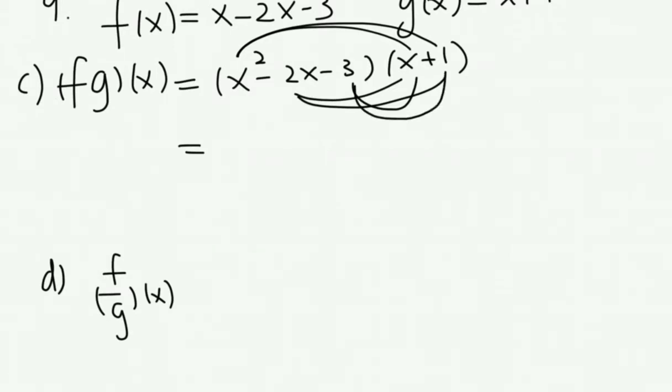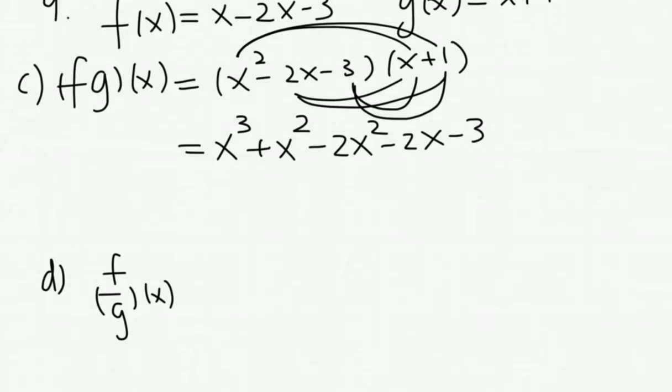So x squared times x, I have x cubed. X squared times 1, I have x squared. Negative 2x times x, that's negative 2x squared. Negative 2x times 1, that's negative 2x. Negative 3 times x, that's negative 3x. Negative 3 times positive 1, that's negative 3. Collect like terms if there's any. So I have x cubed minus x squared minus 5x minus 3.